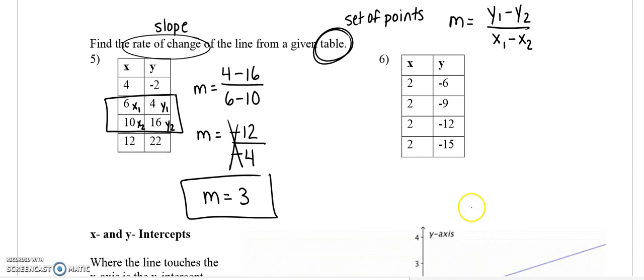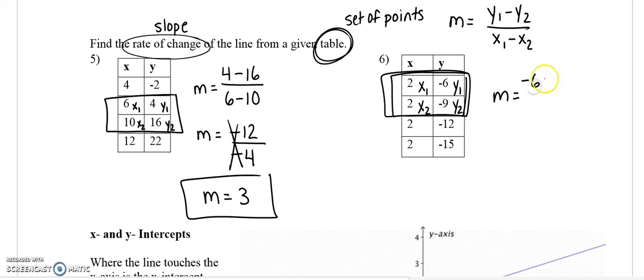Alright, now in number 6, notice how we got all negatives in the y side. Can't always avoid the negatives. So I'm just going to pick my smaller numbers here to work with. Alright, again, I'm going to label one pair x1, y1, and then the other one x2, y2. And then we'll plug it in. y1 minus y2. Be careful with these negatives. It's negative 6 minus a negative 9. And then over here, it's 2 minus 2.